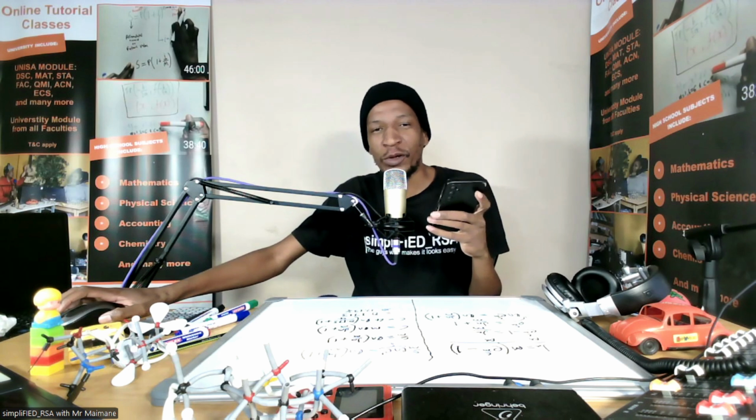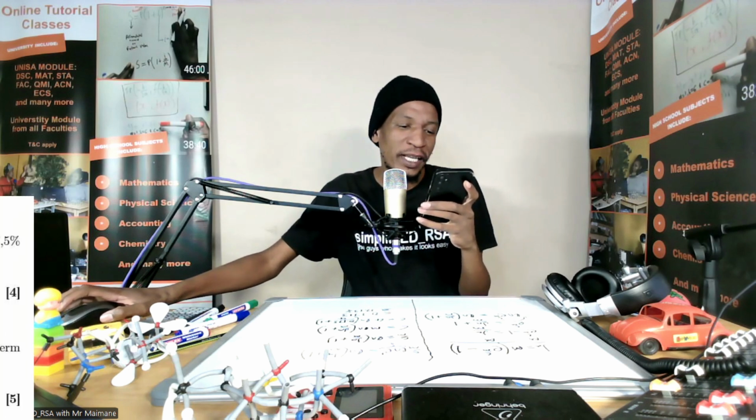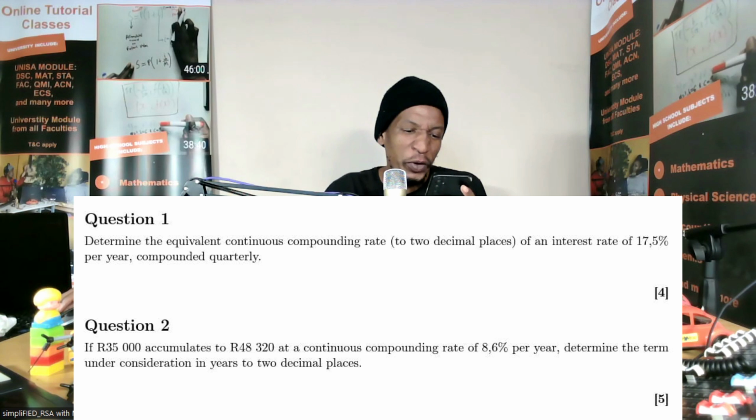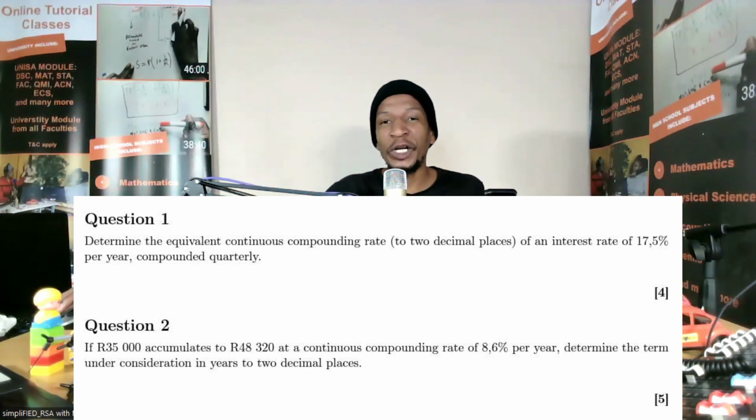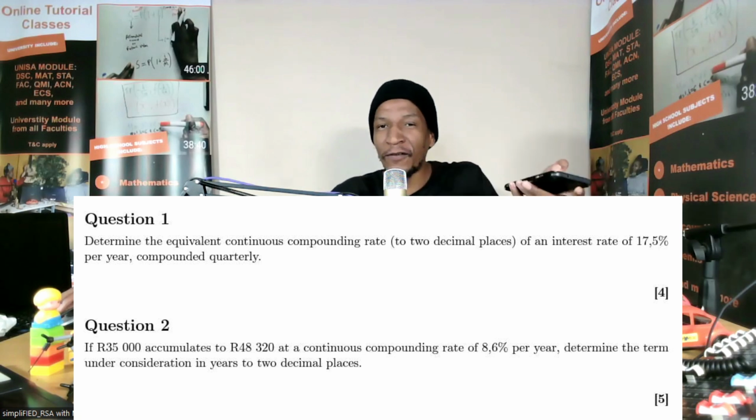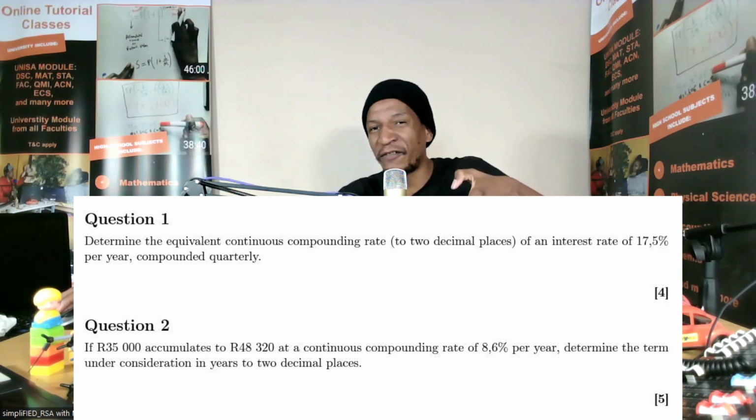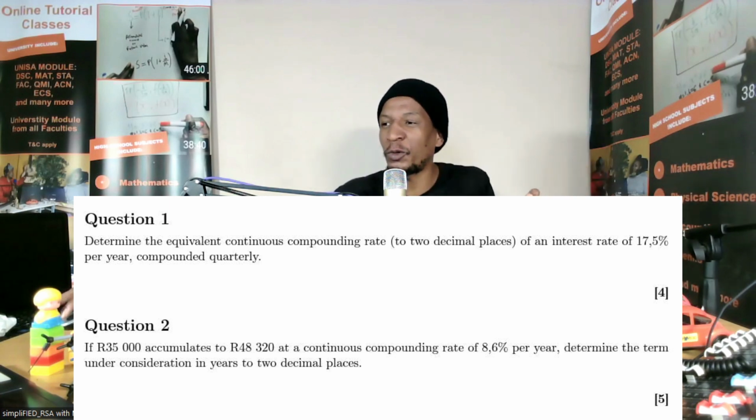Now, that's it with the first question. The second question goes: if 35,000 accumulates to 48,320 at a continuous compounding rate of 8.6% per year, determine the term under consideration in years to 2 decimal places. So now you are given the future value and the present value. You have to determine the term it took for the investment to get to that future value.